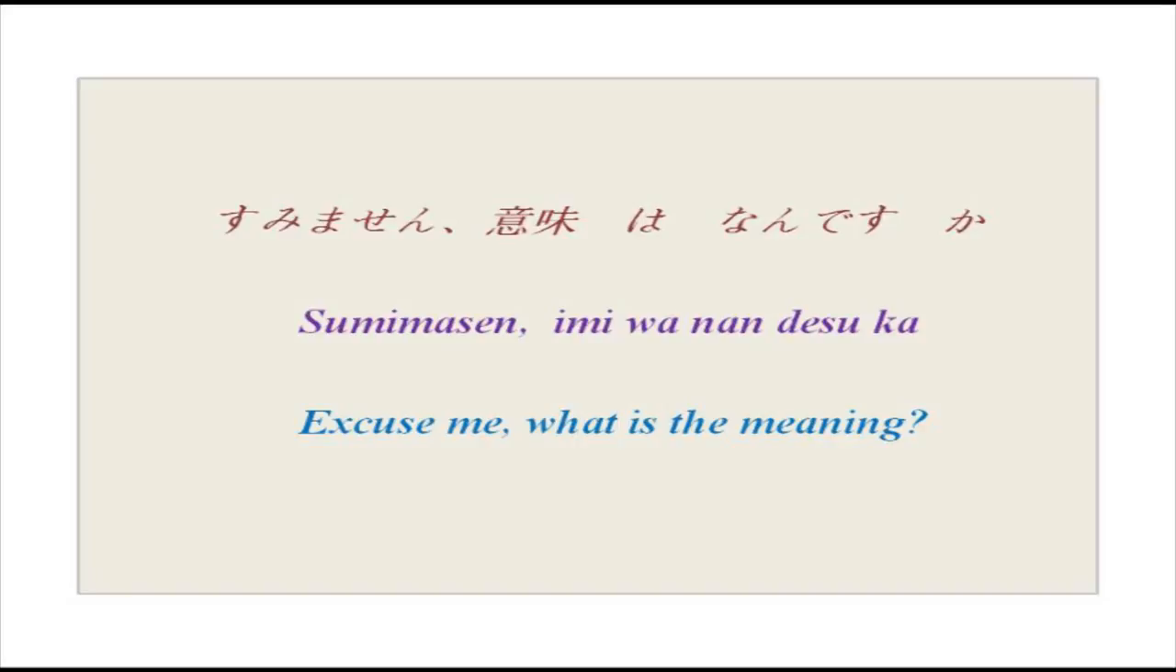Now, a very simple, useful expression. Anytime you do not understand or you do not know the meaning of the word that is being used, you can simply say sumimasen, which is excuse me. Sumimasen, imi wa nan desu ka? If you do not understand something, very simply you can ask sumimasen, imi wa nan desu ka? Just repeat after me once please. Sumimasen, imi wa nan desu ka?